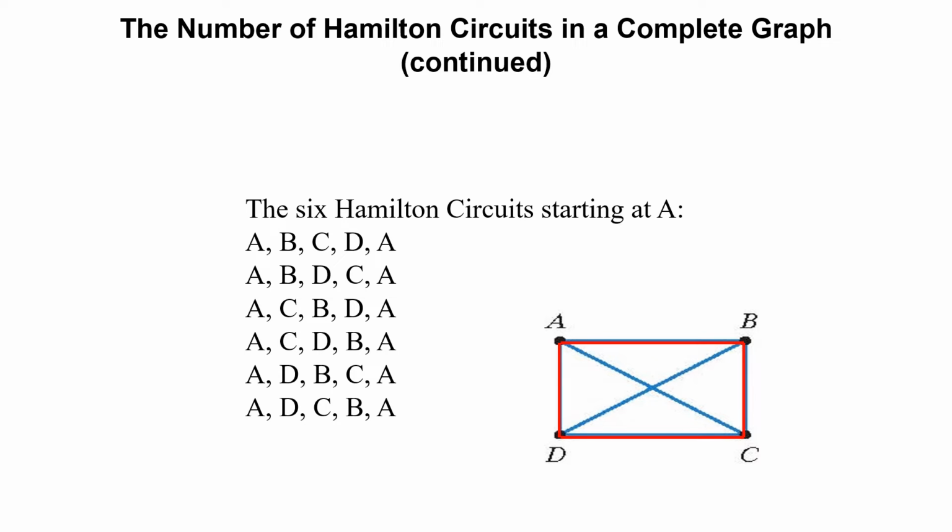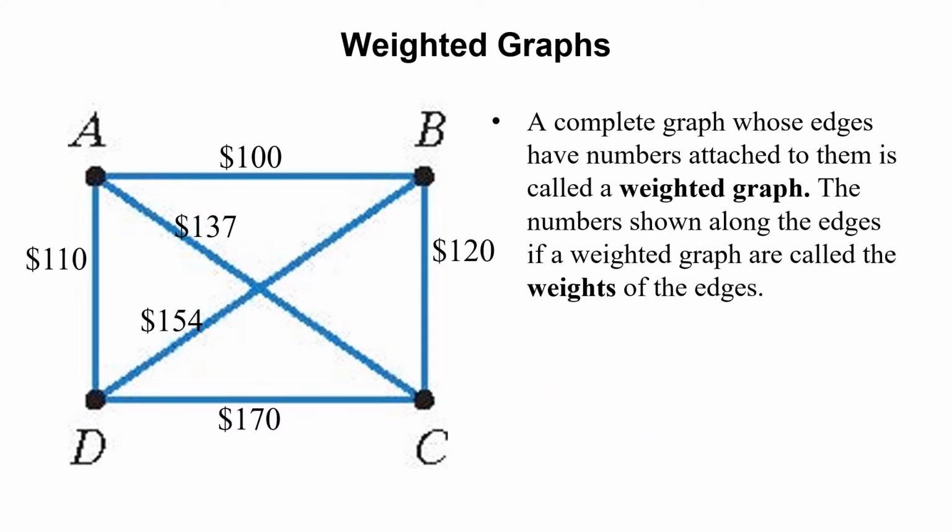So these are the 6 Hamilton circuits. Weighted graph. A weighted graph is a graph where the edges have numbers, and these numbers can be prices, cost of trips, distance, or just numbers, and we call them the weights of the edges.